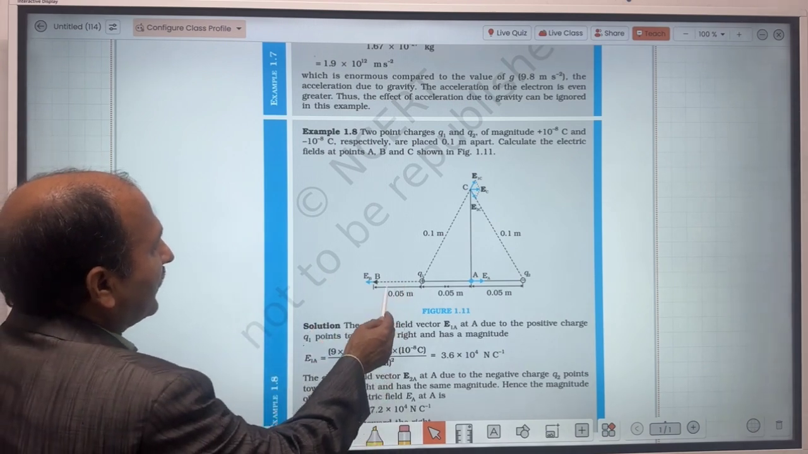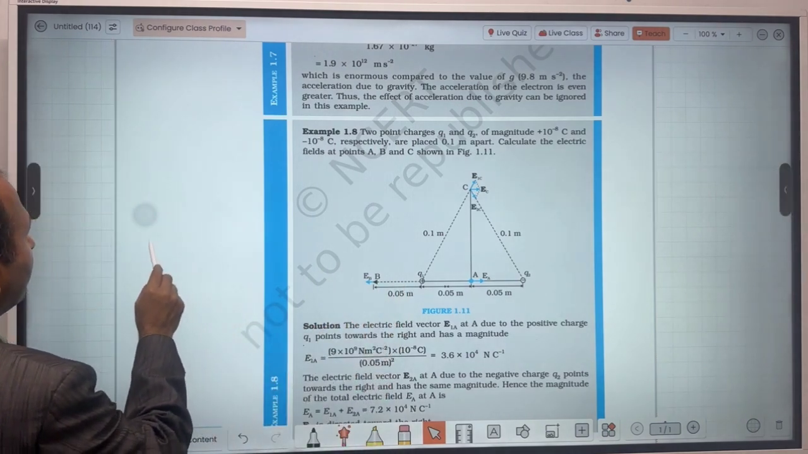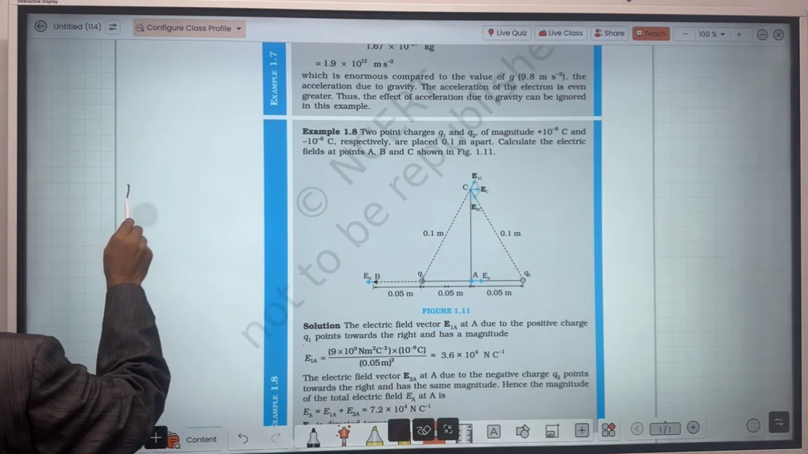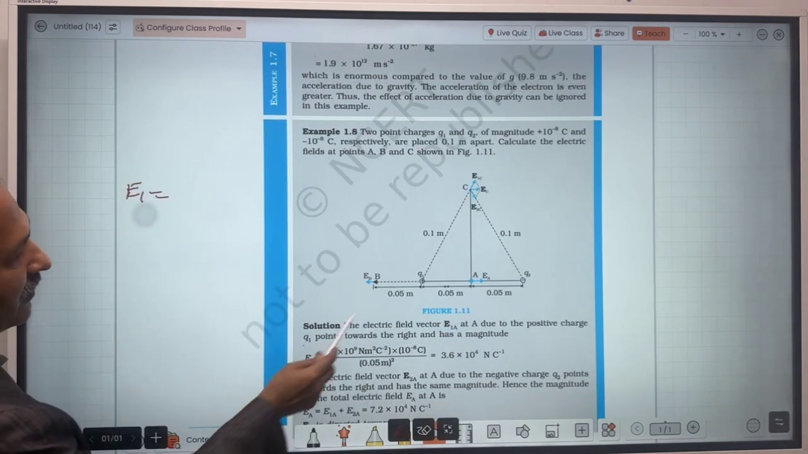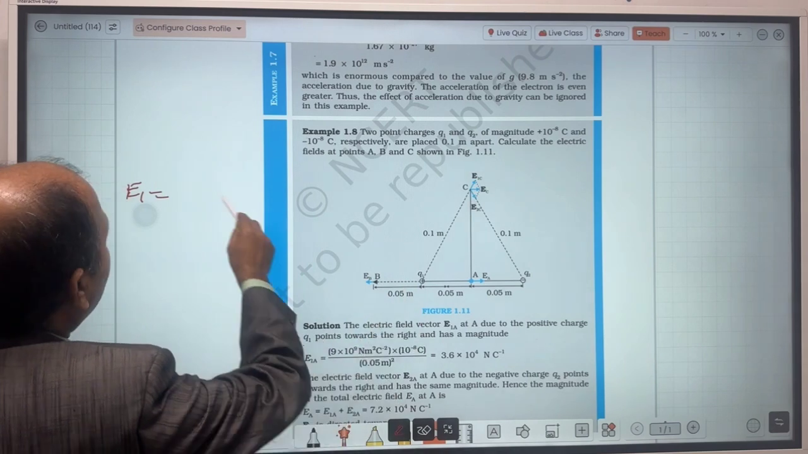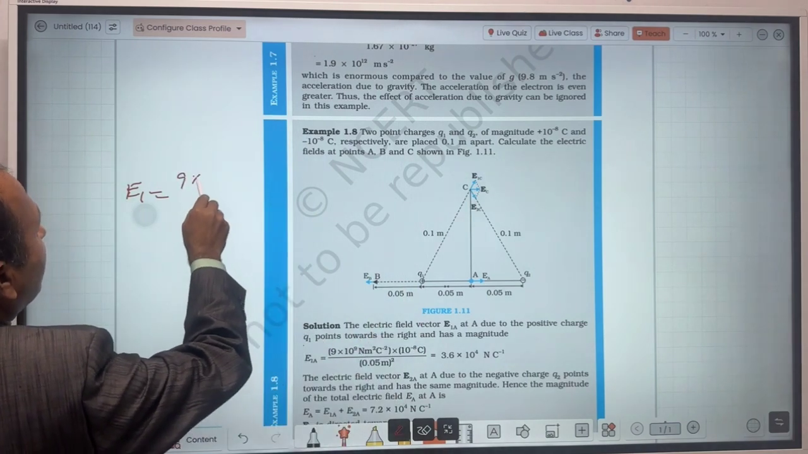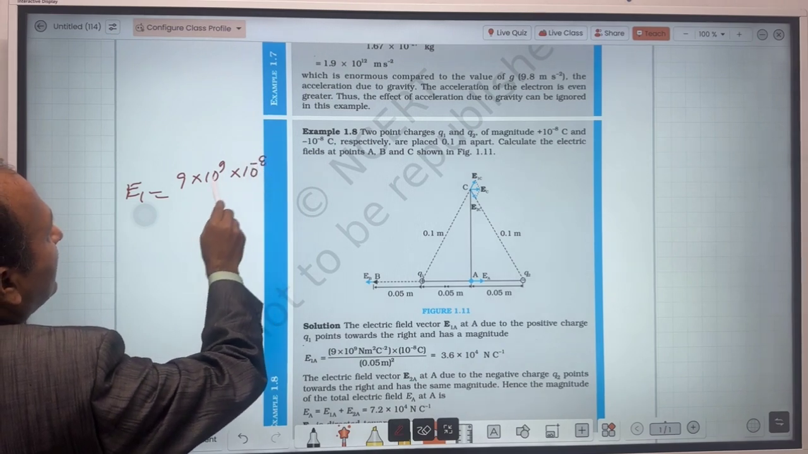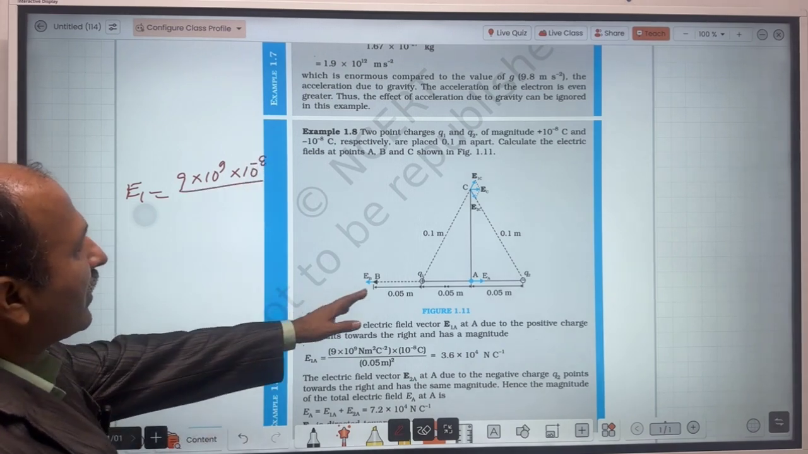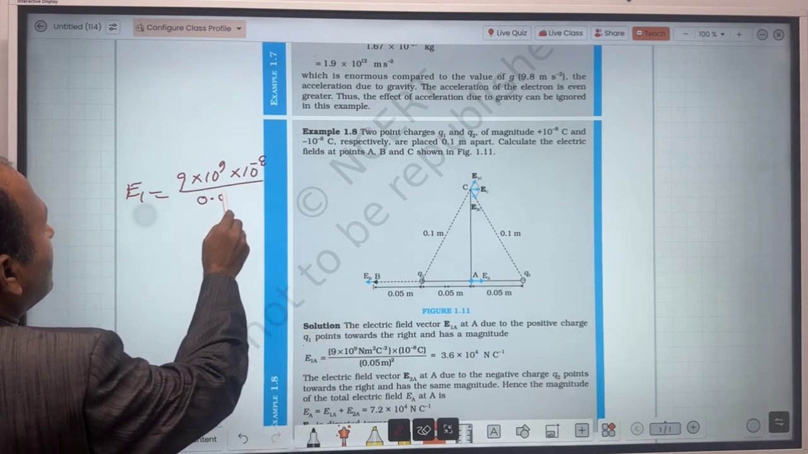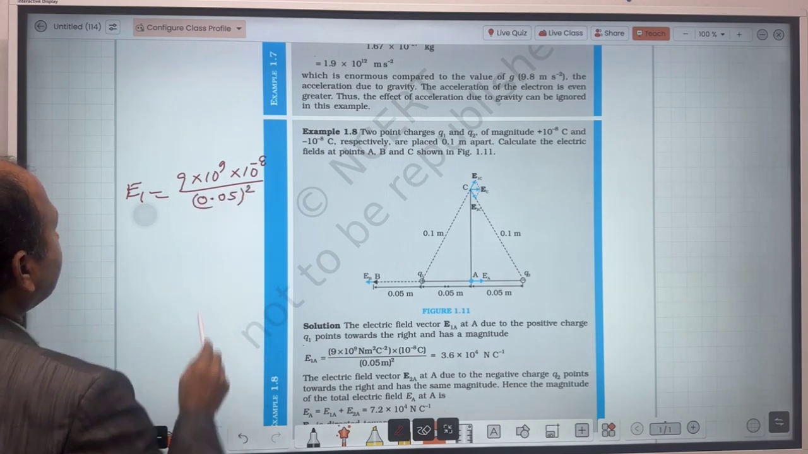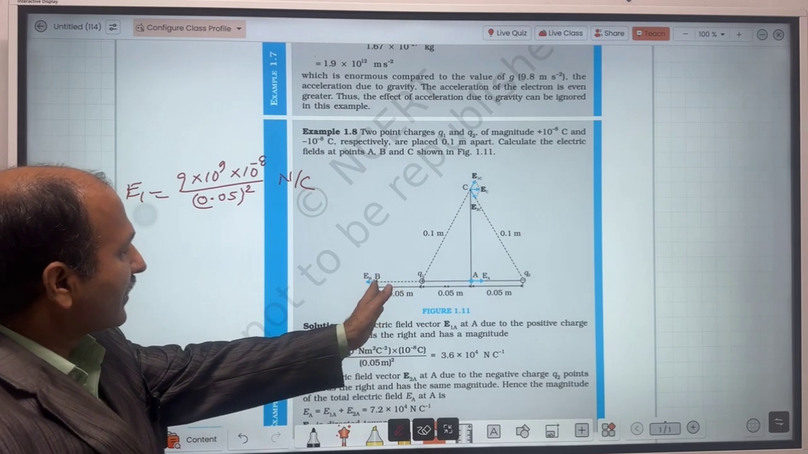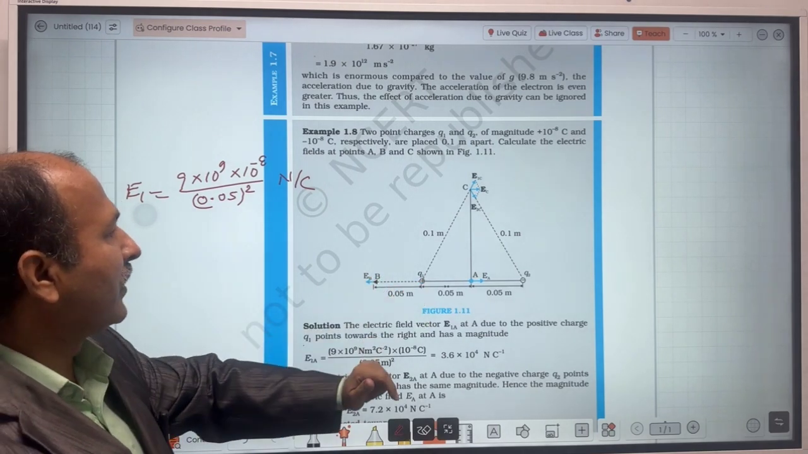So we can calculate the field. Suppose we denote it as E1. E1 will be in this direction, and its value, with Q1 as 9 into 10 to the power minus 8, is 9 into 10 to the power 9 into 10 to the power minus 8 divided by separation square, so 0.05 whole square, Newton per Coulomb. This is the electric field at point B due to charge Q1.